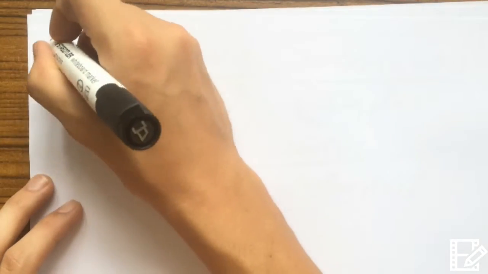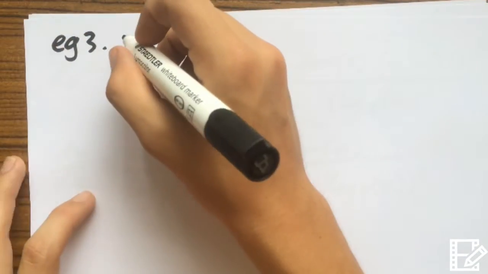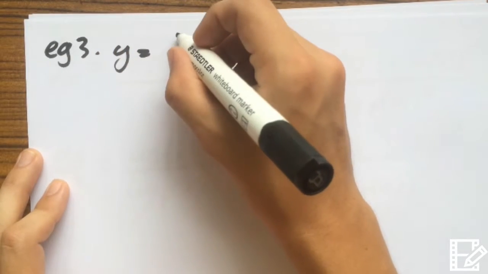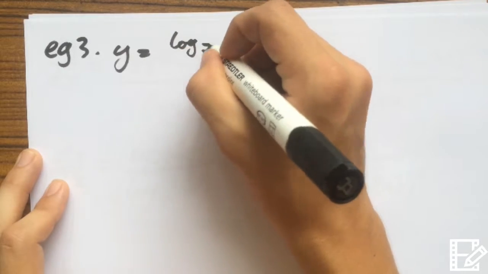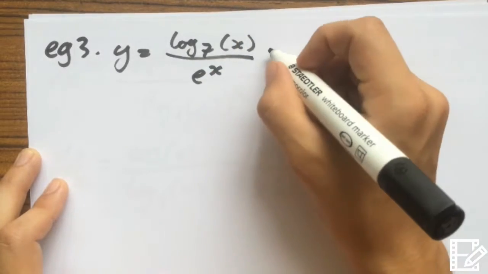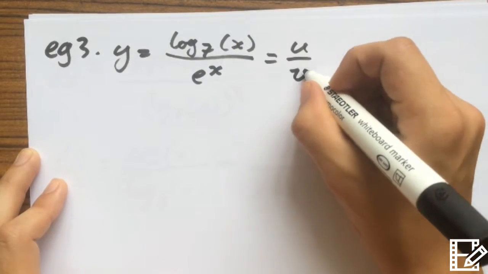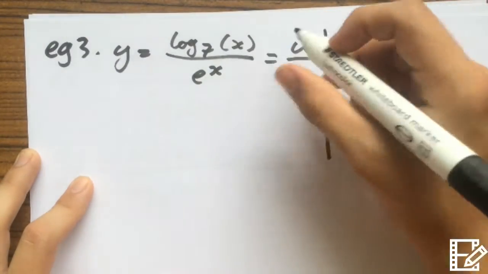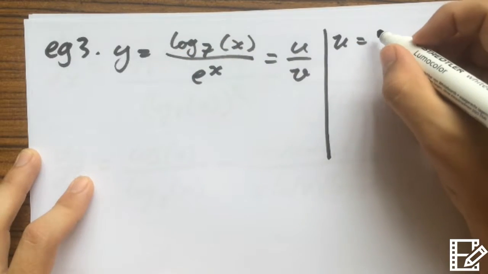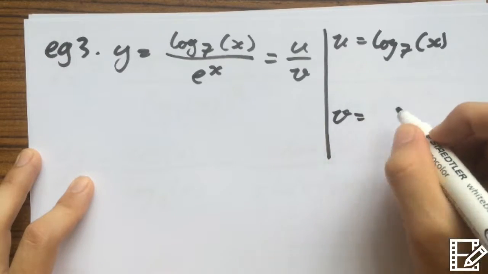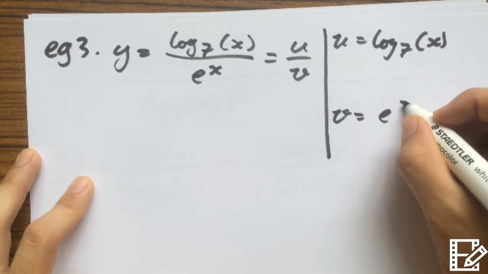Let's do another example. Example 3. This one is a little bit easier. We'll have y equals log to the base of 7x over e to the power of x. Again, we have our first fraction over our second fraction. We'll label them as such. U can be on the top, so log to the base of 7x is on the top, and v we'll label as e to the x because they're both on the bottom.